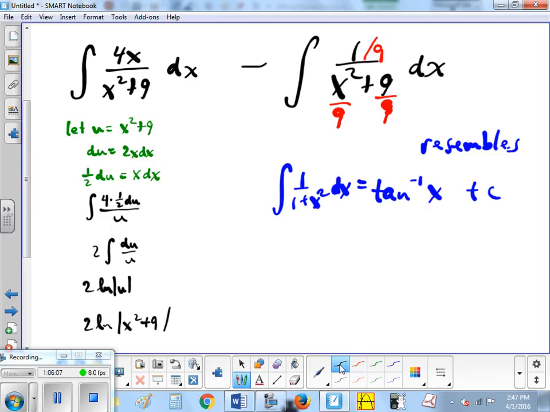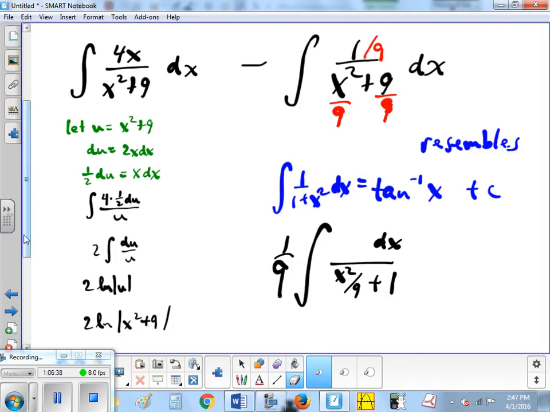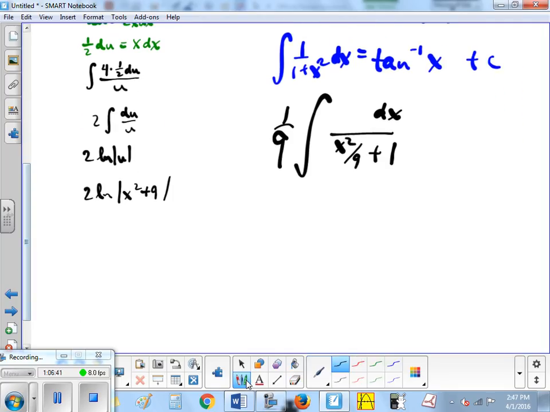Okay, so now it looks like this. We have a 1/9 dx, and on the bottom we have basically an x squared over 9 plus 1. So if we put the 1/9 in the front, we were actually able to write this as 1 plus something squared on the bottom. That's good. But it isn't an x squared. It's an x squared over 9. That's okay. We're going to write it as x over 3 squared.